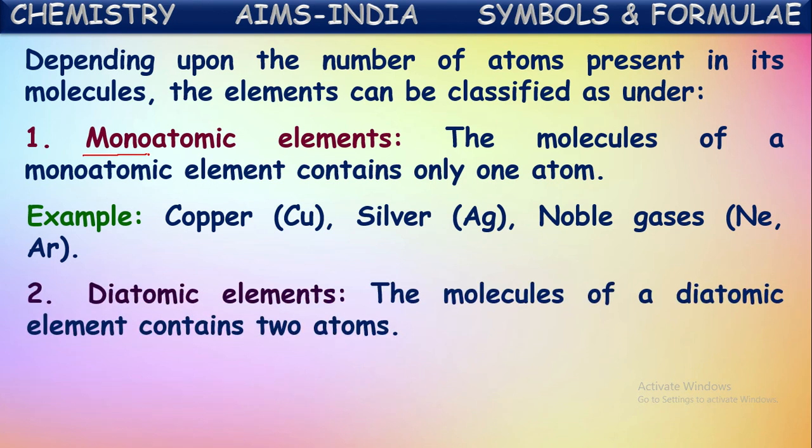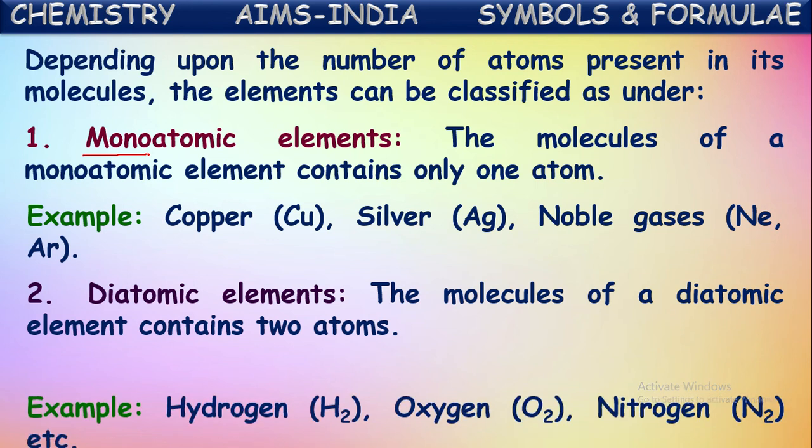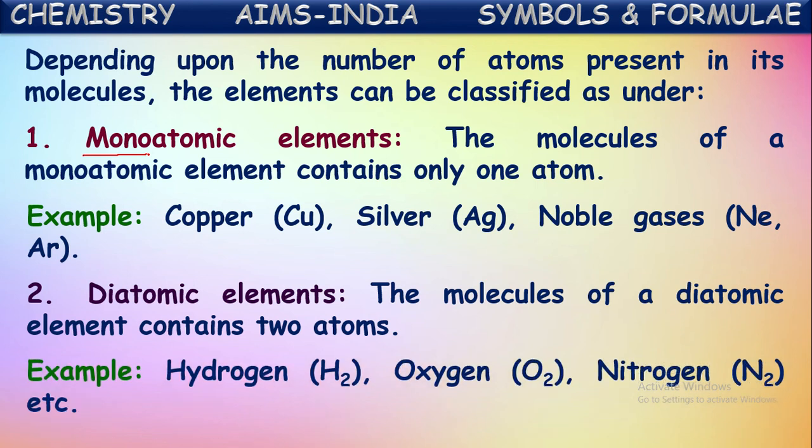Next, diatomic elements. The molecules of diatomic elements contain two atoms. So we can define these as the elements in which the molecules contain two atoms are called diatomic elements. For example, hydrogen, oxygen, nitrogen, chlorine, etc. If you observe these molecules, each molecule contains two atoms of that element. That's why these are called diatomic elements. So here di represents two.